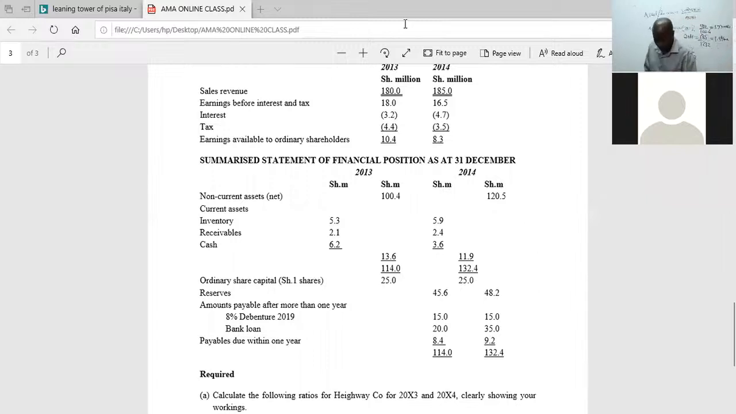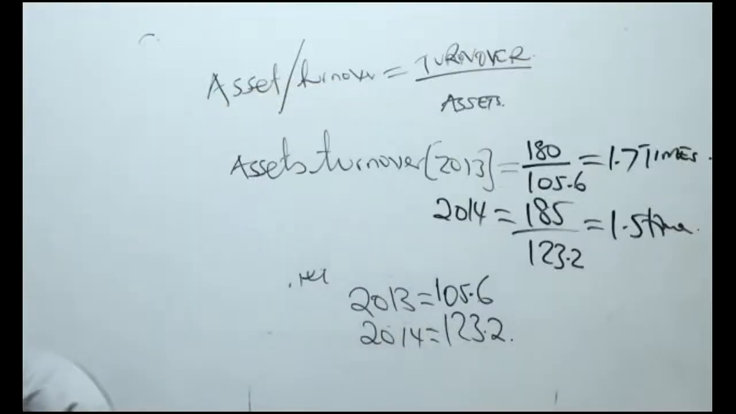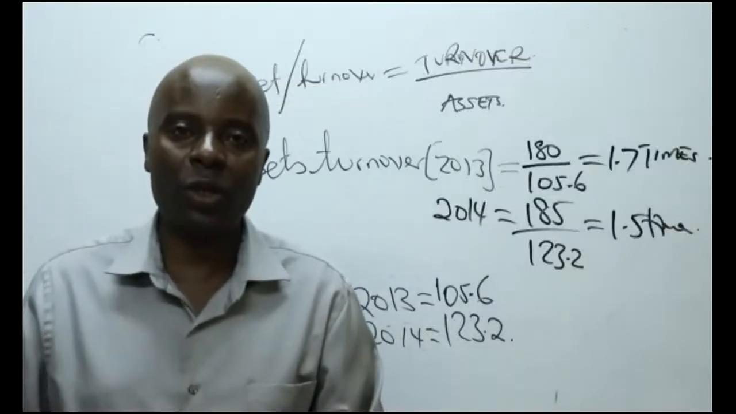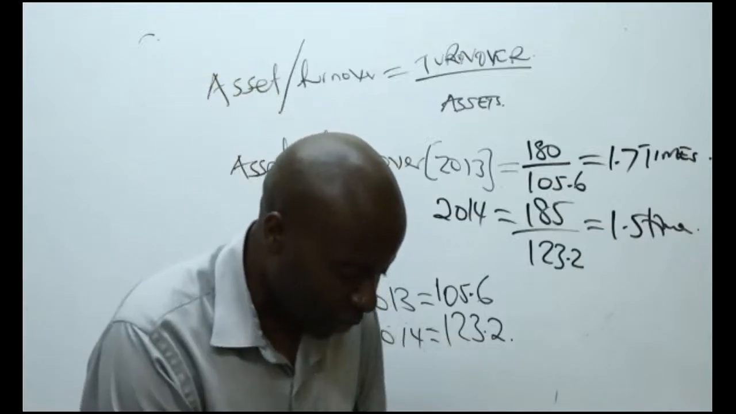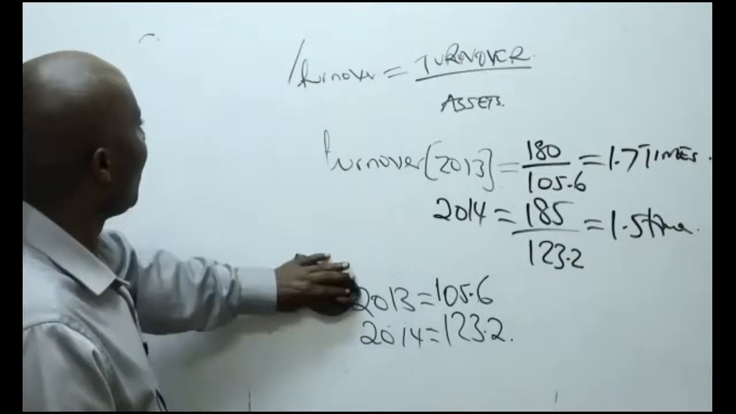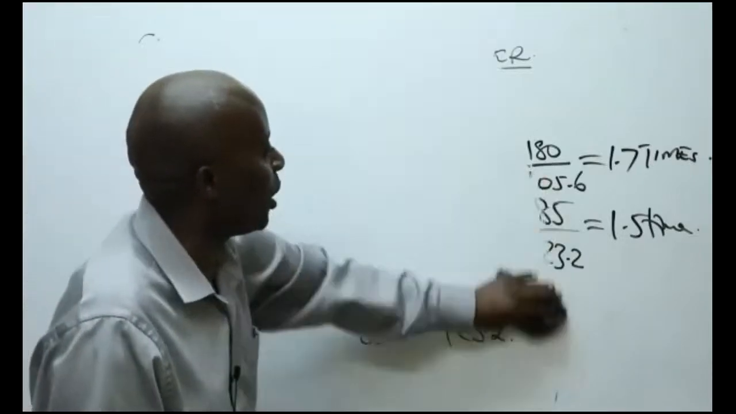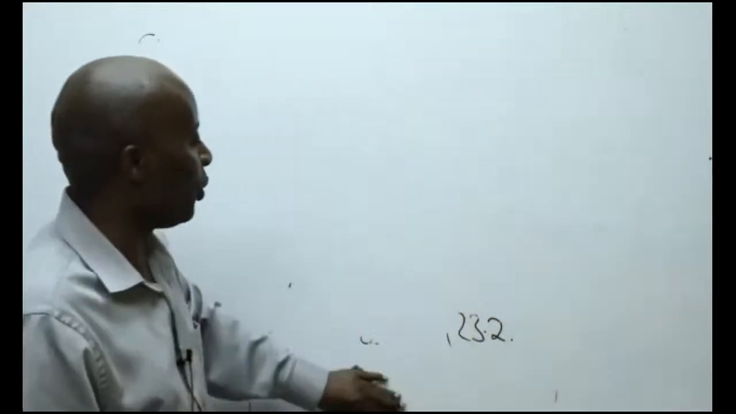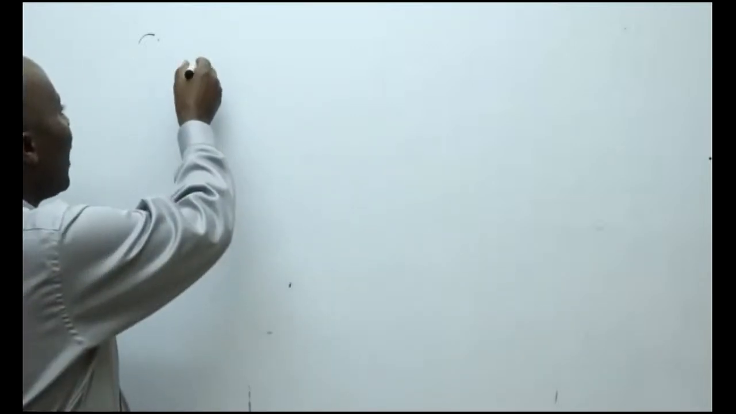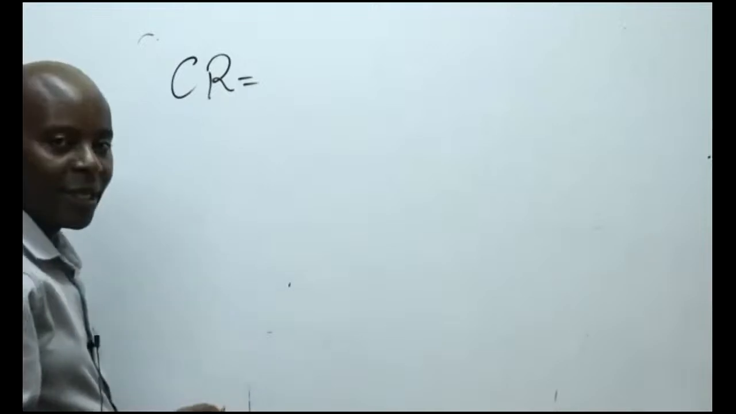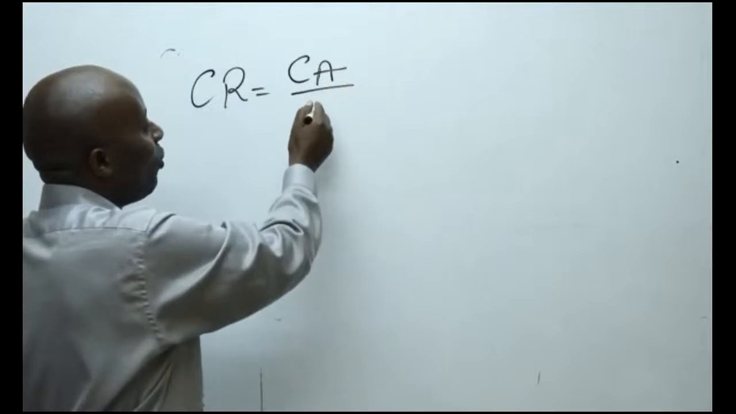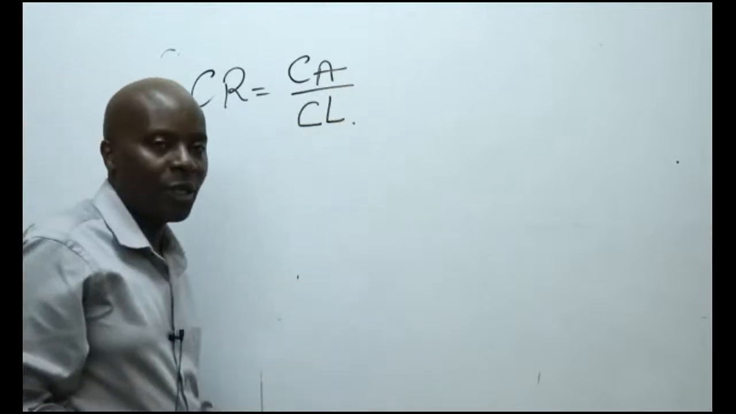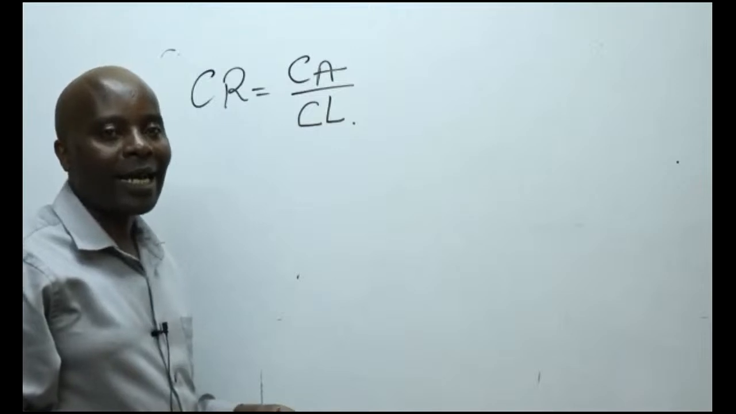So is there somebody who has been able to give us the current assets over current liabilities ratio? Remember, current ratio is the easiest ratio that will be able to earn me a mark without really struggling at all. To get the current ratio, CR, we normally take current assets all over current liabilities.